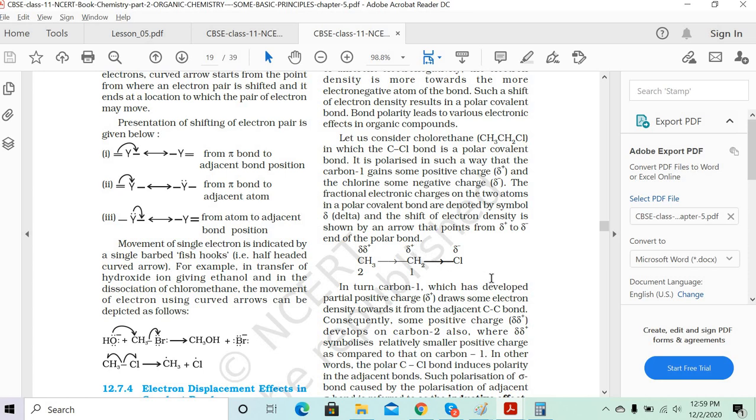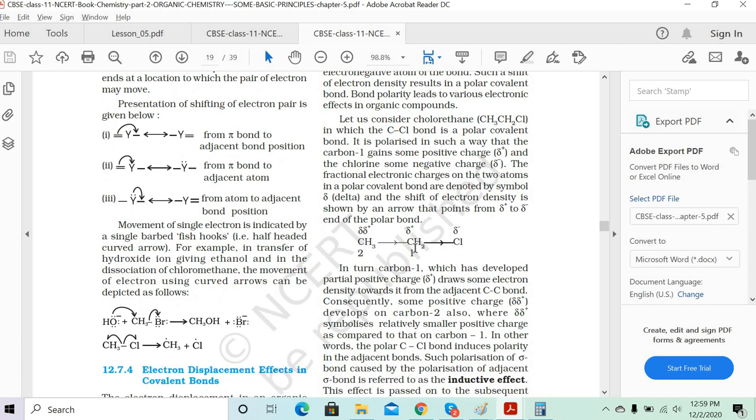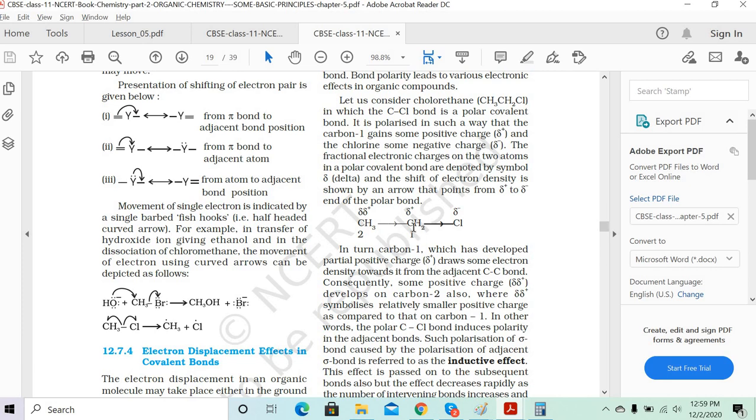When the carbon develops a slight positive charge, what happens? This is the first carbon atom, and it draws some electron density towards it from the adjacent C-C bond. The first carbon atom which is connected is also called the alpha carbon atom, and the second carbon atom, CH3, is called the beta carbon atom. That's why we're showing 1 and 2. Since the first carbon atom develops a slight positive charge, it starts to attract the electrons from the other carbon atom, because it also has a bond with another carbon atom. Got it?